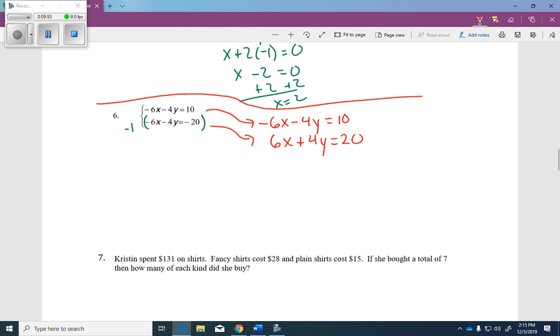And I can see already that this is going to have no solution, and it's because the x's get eliminated and the y's get eliminated, but the constants don't. So when I add the constants, I get 30, and on the left side, if everything gets eliminated, I'm left with 0. And then you say, what the heck? This has no solution.